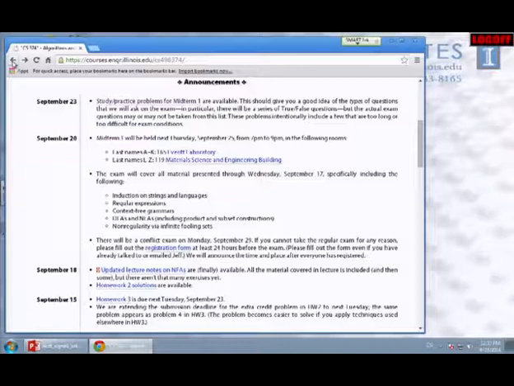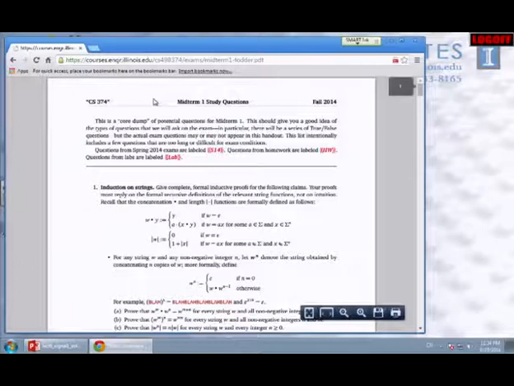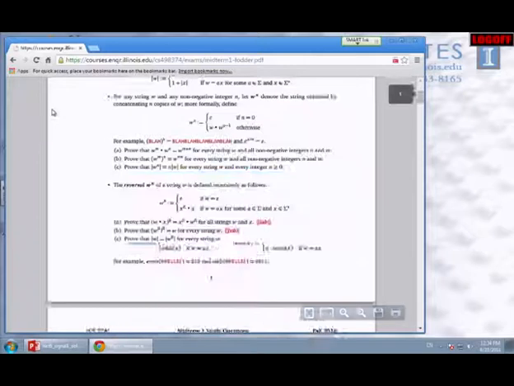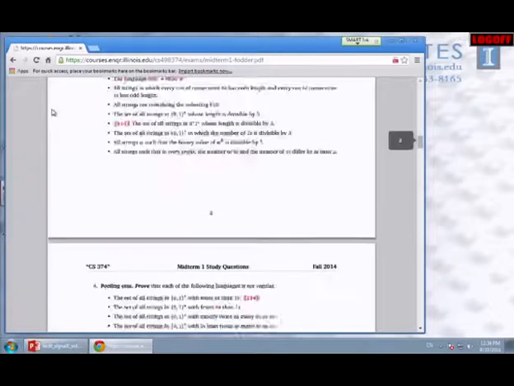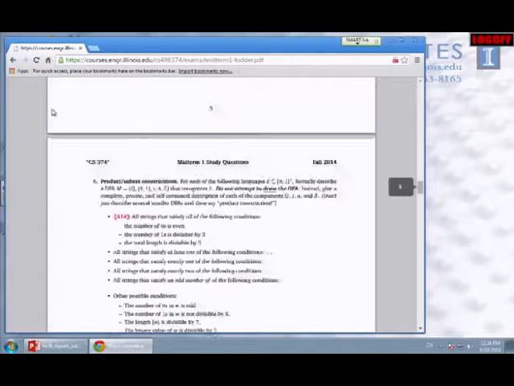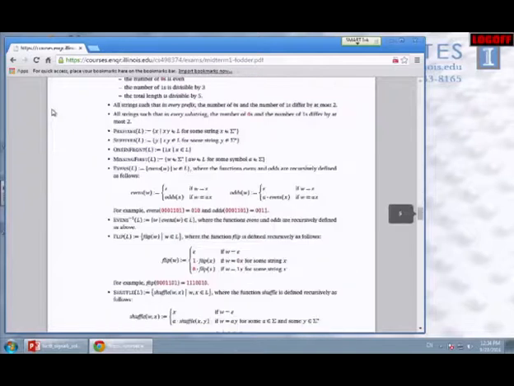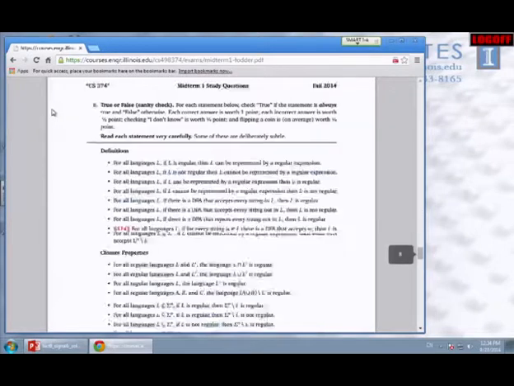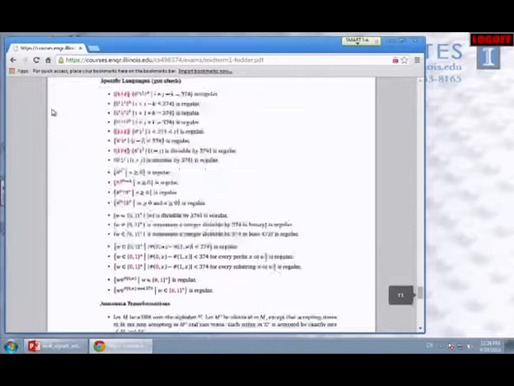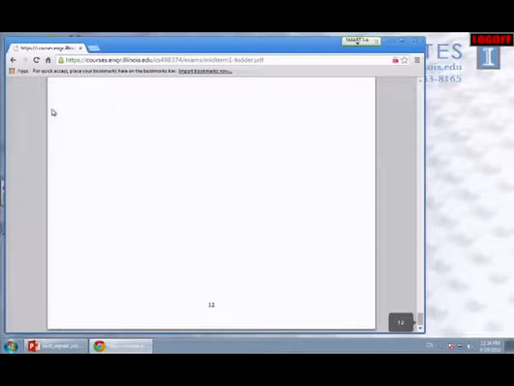And as of about 15 minutes ago, there is a handout listing a bunch of study questions, some of which may in fact show up on the exam. But if the way you study is by answering all of these questions, I'm reasonably confident that you will do well.